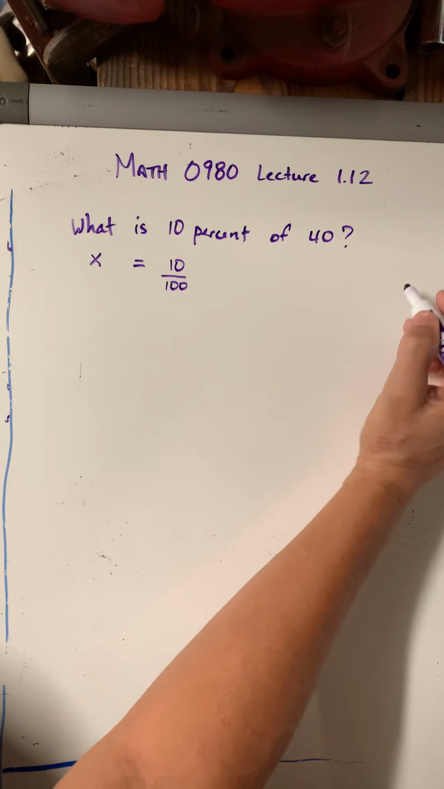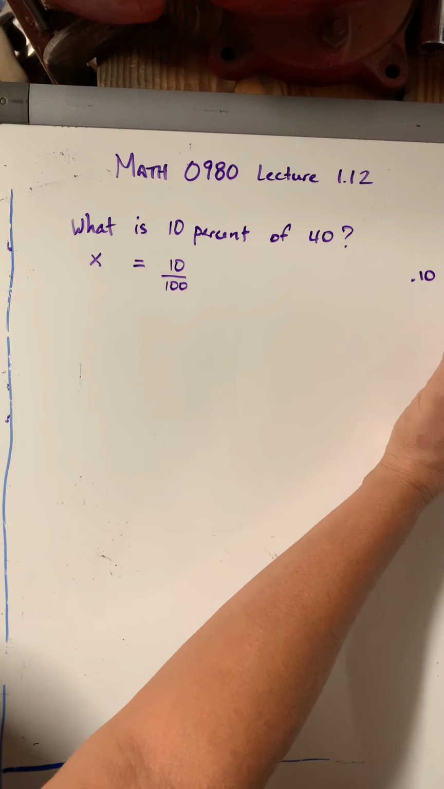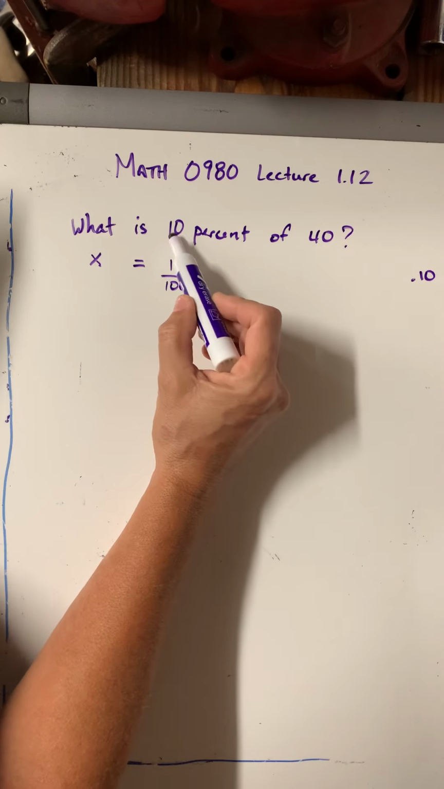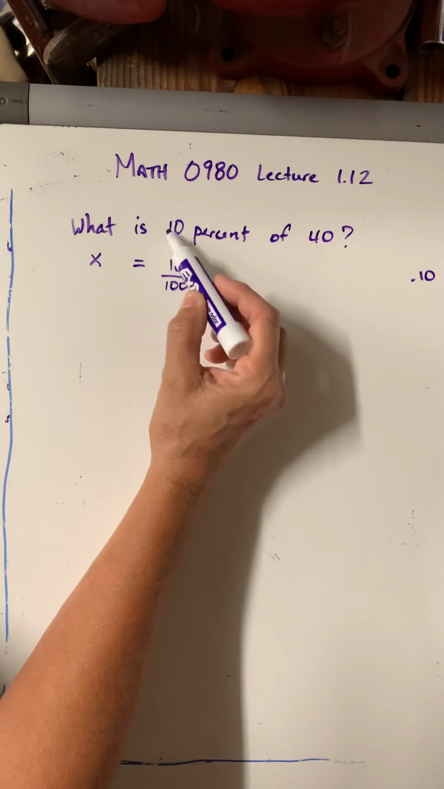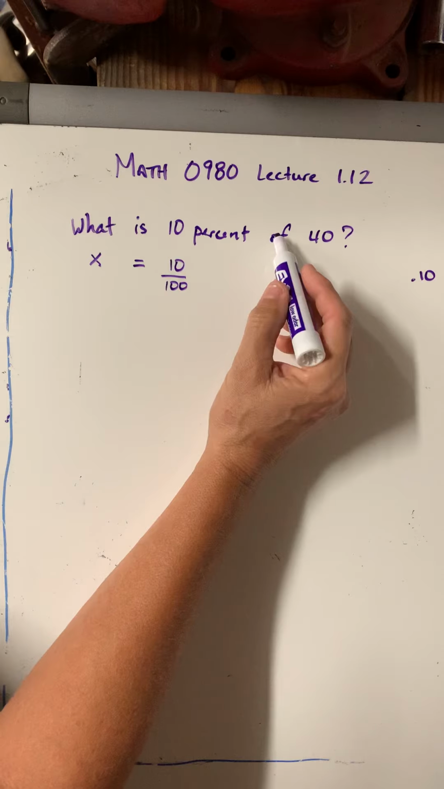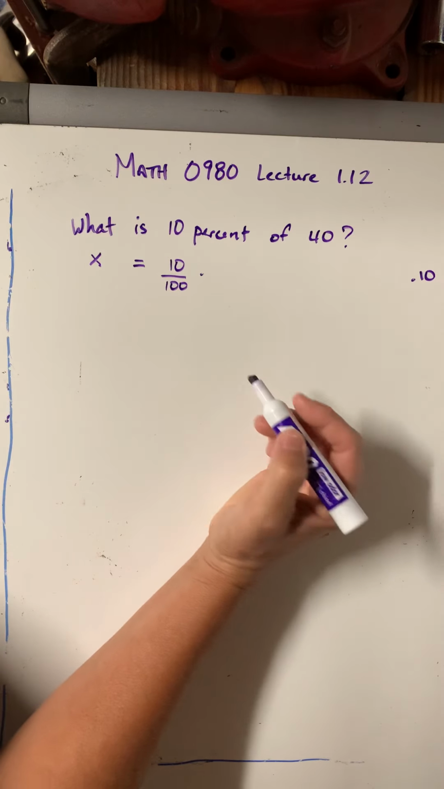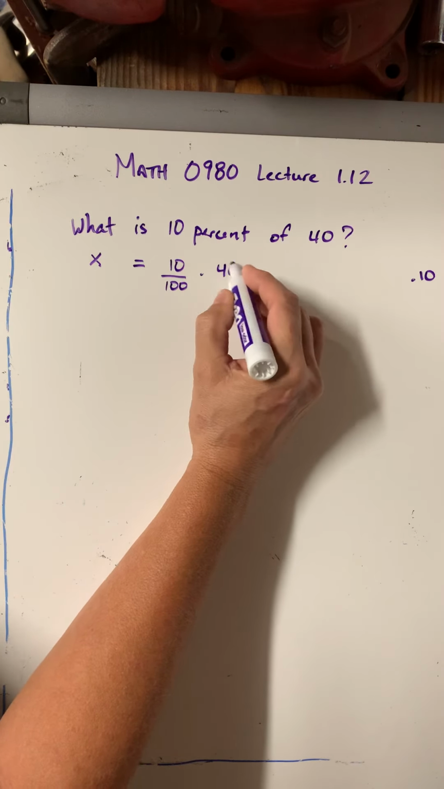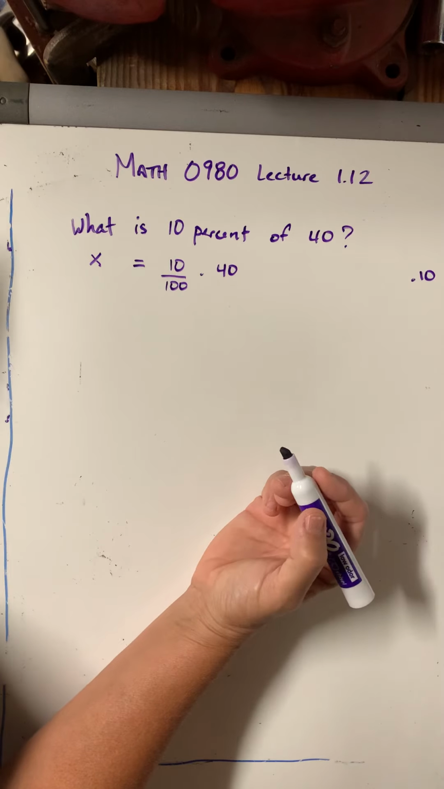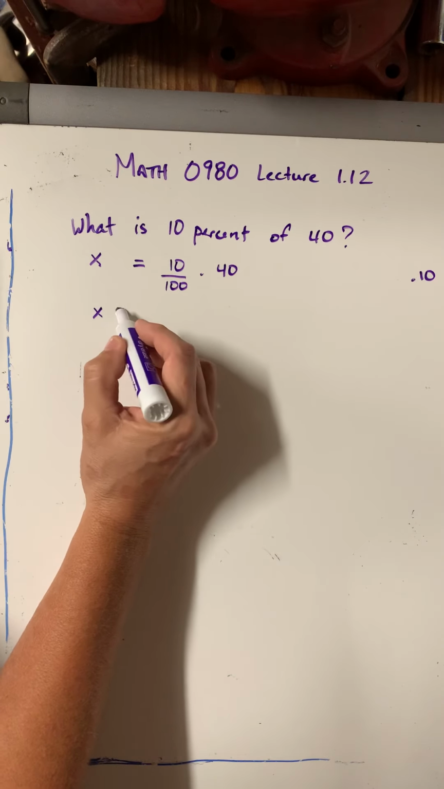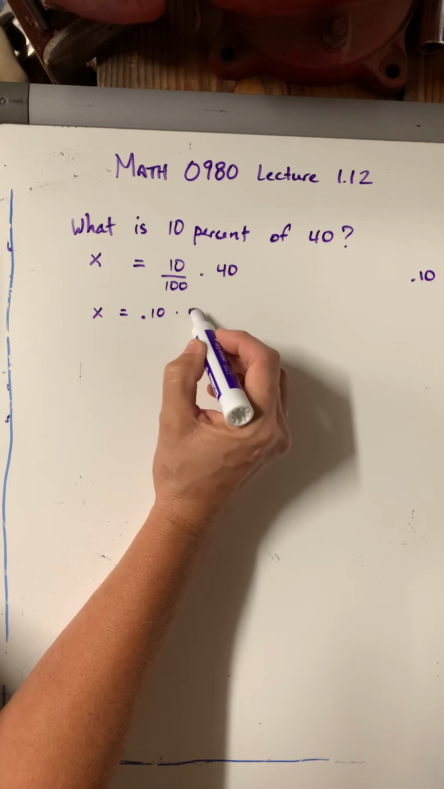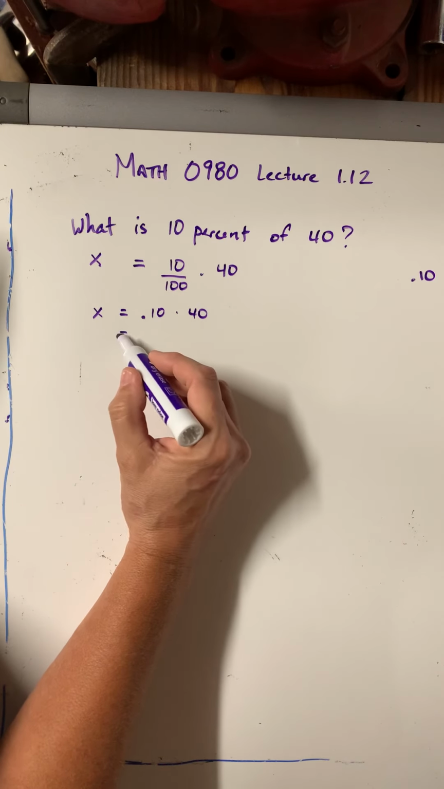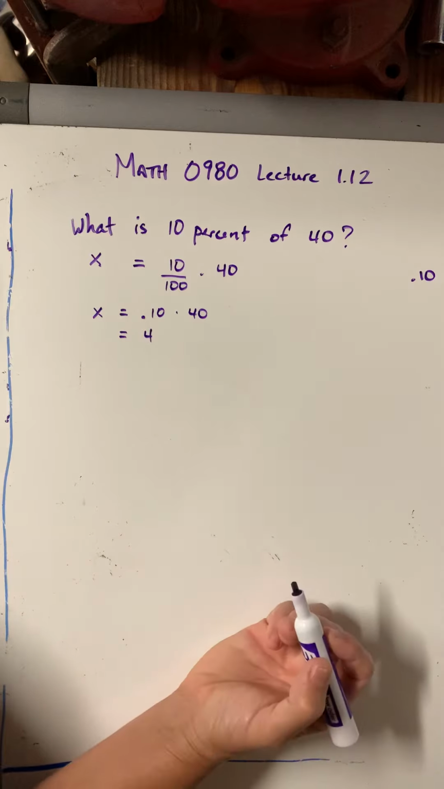10 divided by 100 would be 0.10. So it's the same thing as scooting your decimal 2 places to the left. But this would translate that 10%. The word of is multiplication, and then 40. So now we have a simple math equation that you could solve using your calculator. So x equals 0.10 times 40. So your answer would just be 4.